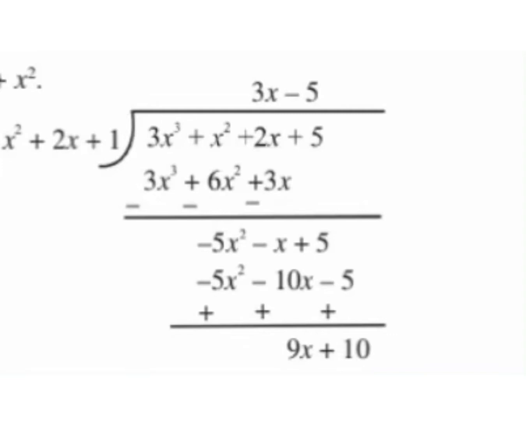Now let us see the division process. We have to divide 3x cubed plus x square plus 2x plus 5 by x square plus 2x plus 1. So the first step was we have to divide 3x cubed by x square, and we got 3x, you can see, which is the first term of the quotient.